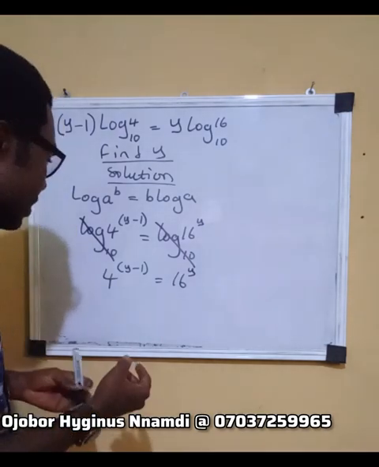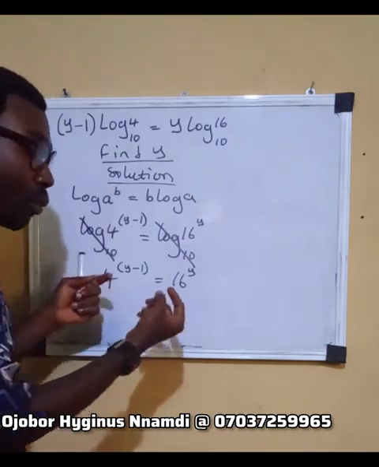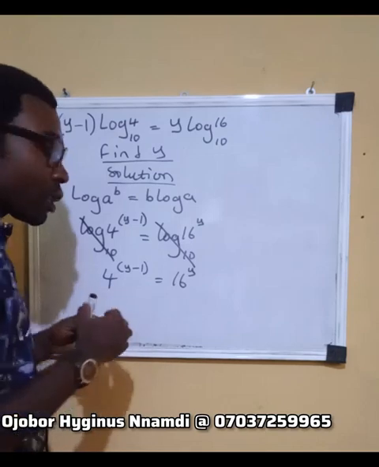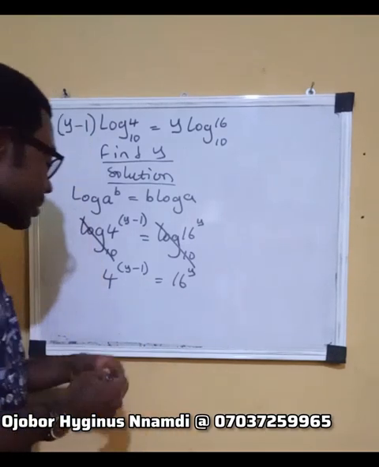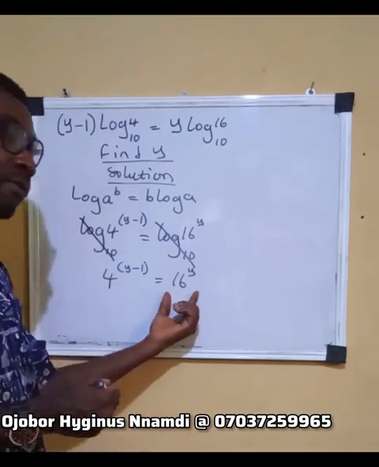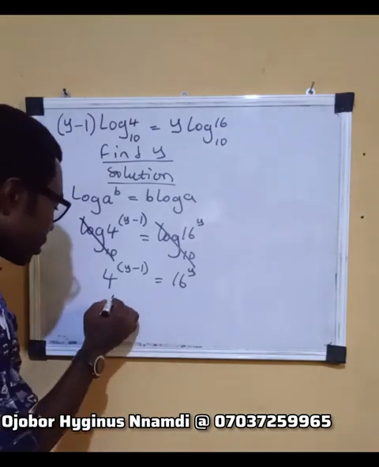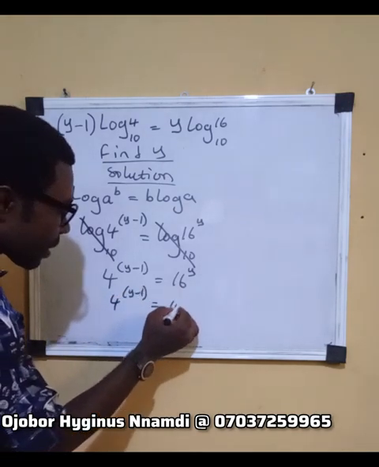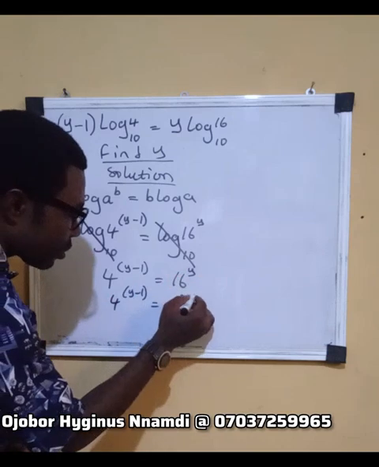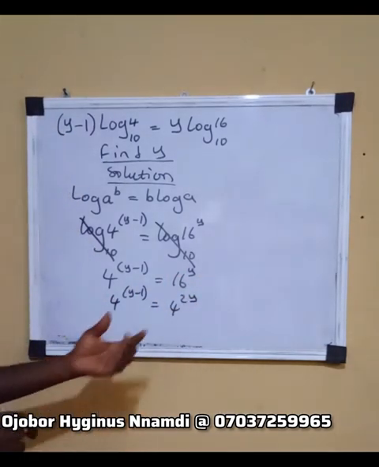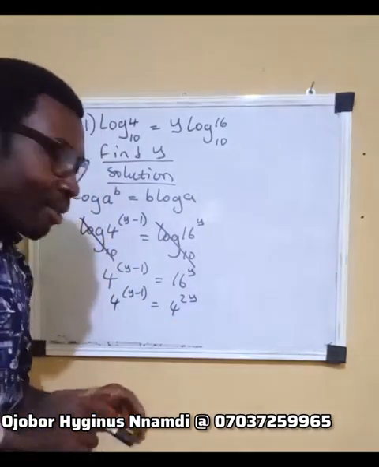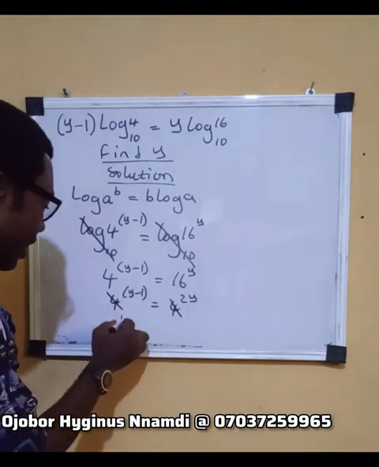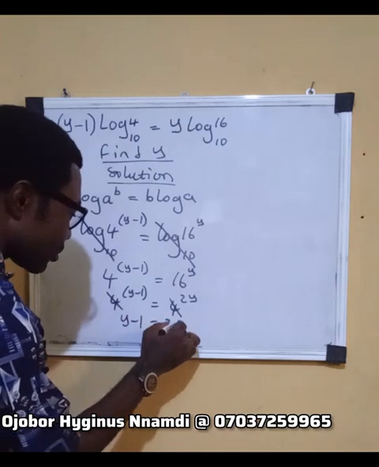Having this, if you have indices in this form, what you are to do is to make the two arms of the equation have the same base. Since this is 4, 16 can be made to be 4. So this is 4 raised to power y minus 1. 16 is 4 raised to power 2. Of course, there is y here before, so it's going to be 4 raised to power 2y. And since now both of them have the same base, we strike out the base so that we have y minus 1 is equal to 2y.